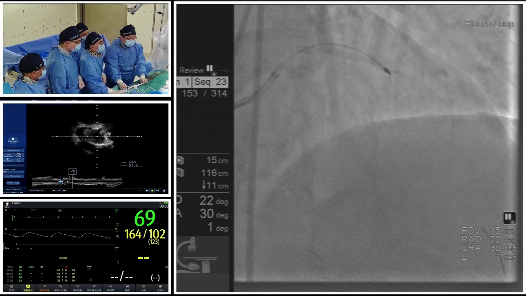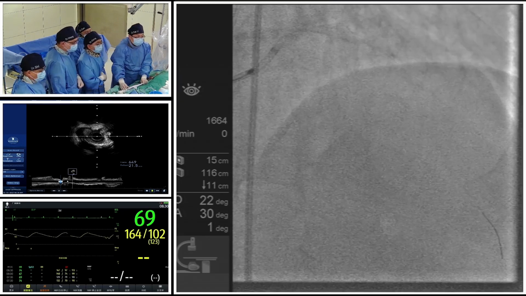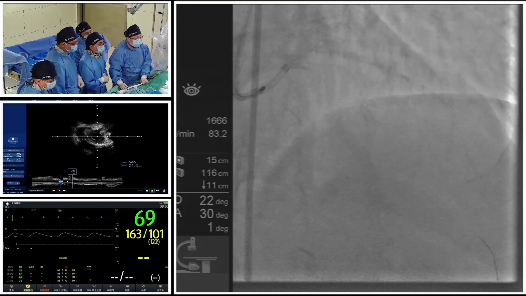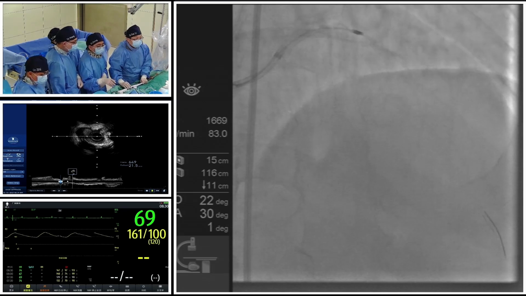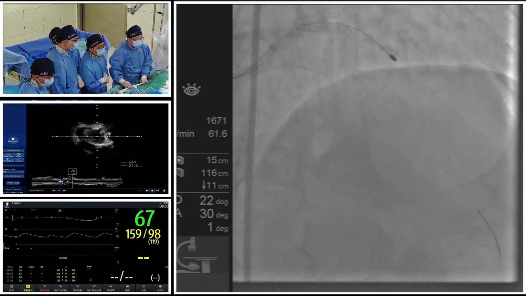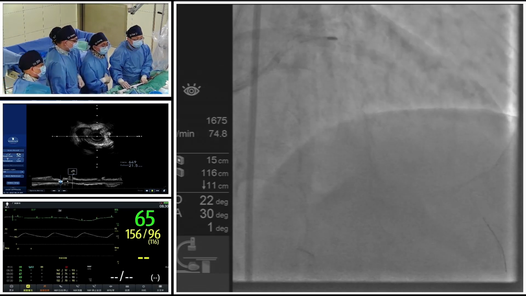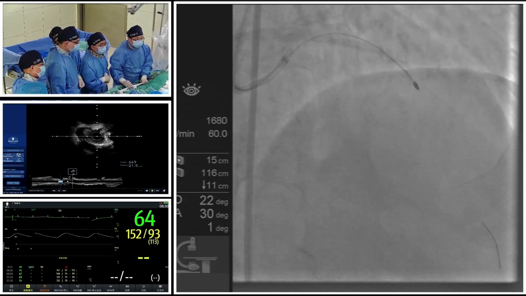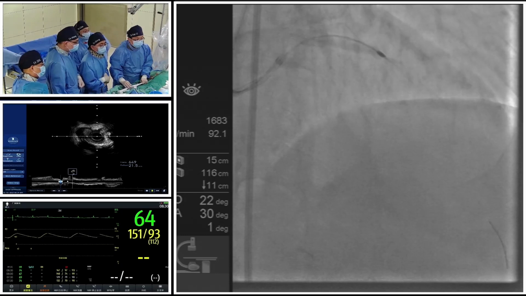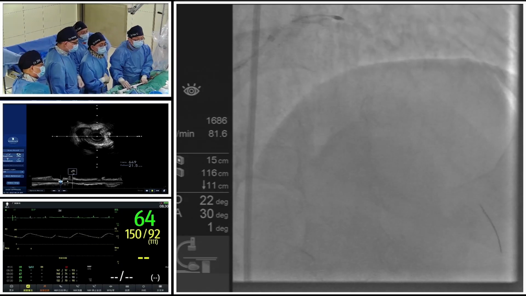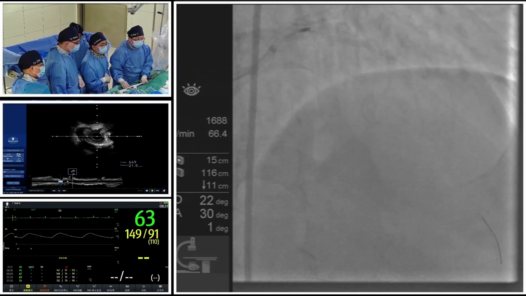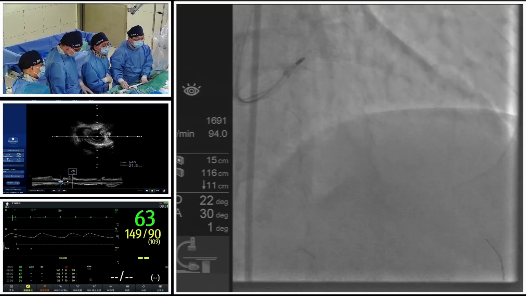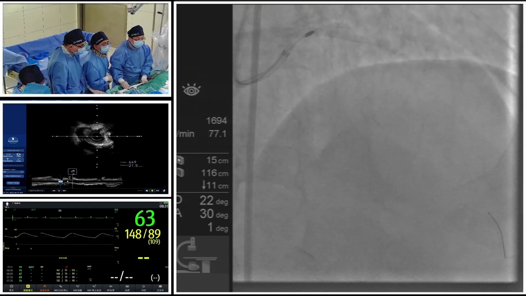Okay, I think we should polish the lesion. We can see that the speed is 148, 150. And now it's going through the calcified layer very smoothly.